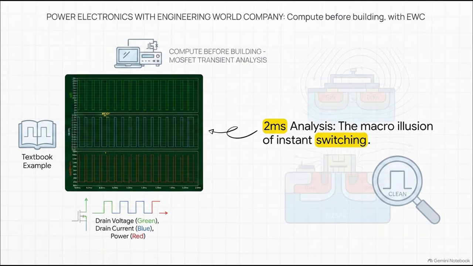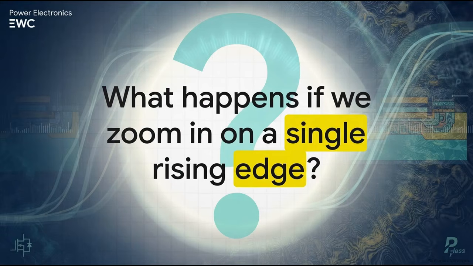But make no mistake, this is a macro illusion. Because as engineers, we know that perfect right angles don't actually exist in real-world components. There is this gritty, messy reality hiding inside those perfectly straight vertical lines. So I have a question for you. What happens if we zoom in, say, 500 times on just one single rising edge of this waveform? What is really going on in those tiny fractions of a microsecond when the device is told to turn on?